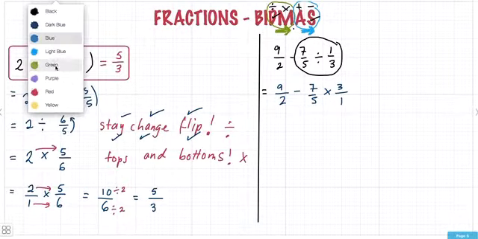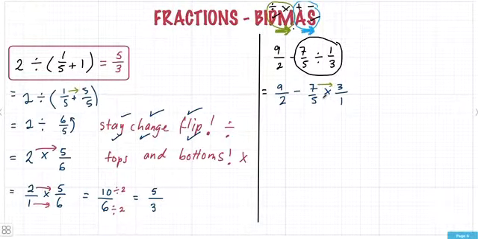Now we can multiply tops and bottoms. So tops together, and then the bottoms multiply together. So I can see we've got 9 over 2, take away 7 times 3 is 21, 5 times 1 is 5. Now this would have been awesome if we actually had the same denominator here, we don't.